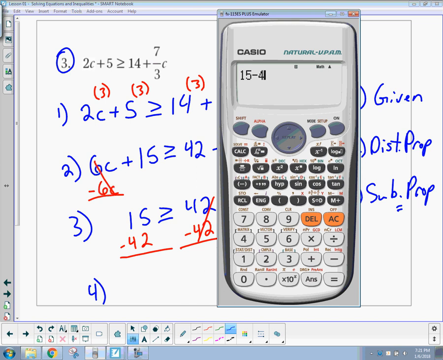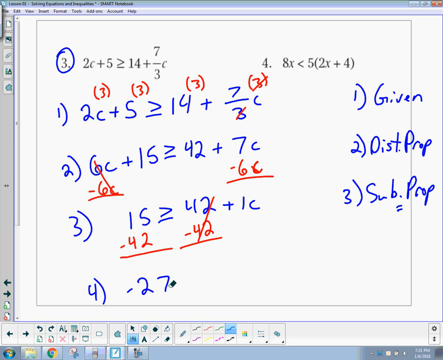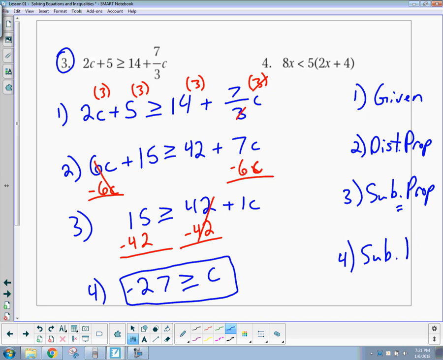Negative 27 greater than or equal to. I'm going to go ahead and drop the 1 off and just put C. That means we're done because C is all by itself. And don't forget our last reason, which happens to be simply subtraction. So C, this is that 10% of the time that division wasn't our last step. So be wary about that.